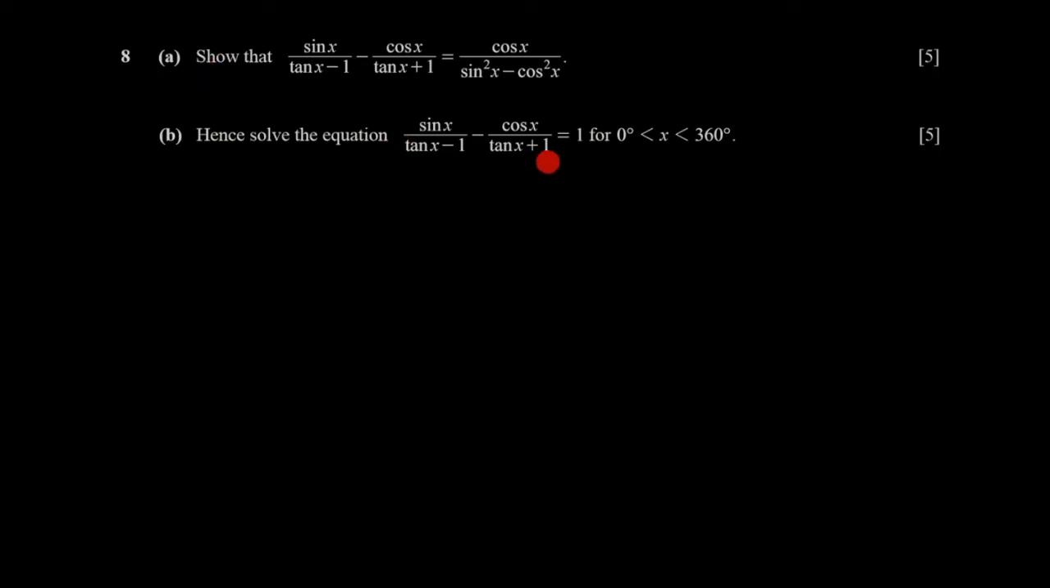And you should notice that the left-hand side of this equation is the same as the left-hand side of the identity, which means we can replace it with the right-hand side. So that's exactly what I'm going to do. So instead of sine x upon tan x minus 1 minus cos x upon tan x plus 1 is equal to 1, I'm going to write cos x over sine squared x minus cos squared x is equal to 1.